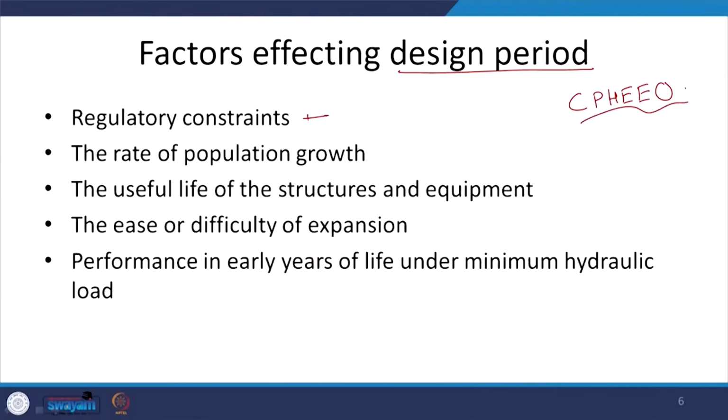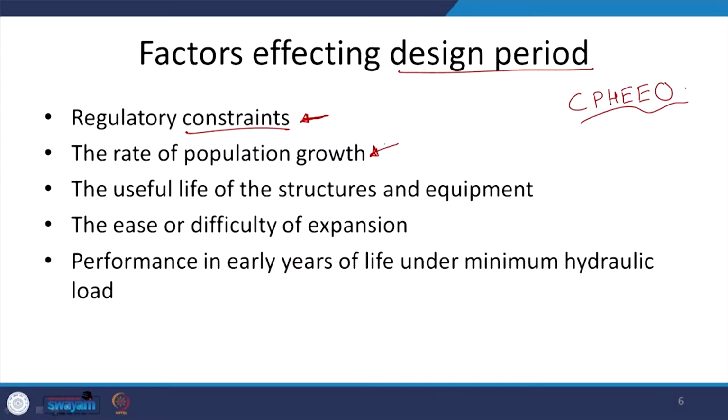So regulatory aspects, as in government guidelines, typically have to be considered. If there are any binding constraints, obviously that's one aspect. When I'm talking about design period, obviously population growth comes into the picture, right? If there is explosive growth, or if it's difficult to predict, again, that's another aspect. So the rate of population growth is something that we are also going to look at when considering the design period. And it's not as if I can say that I'm going to design it for 100 years.